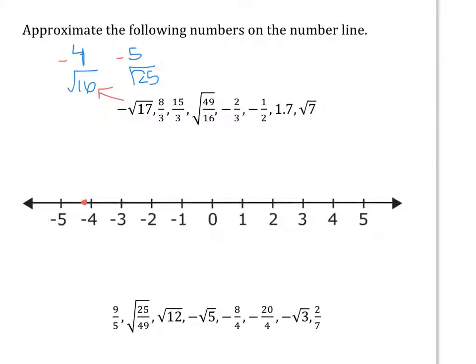there we go. Looks kind of messy. Negative square root of 17. Got to fix my stylus. Okay, so that one's done.